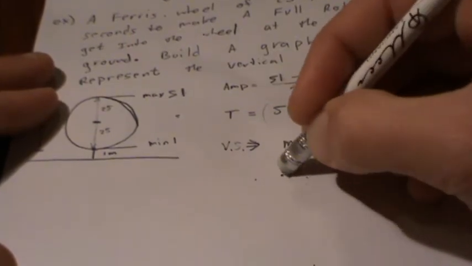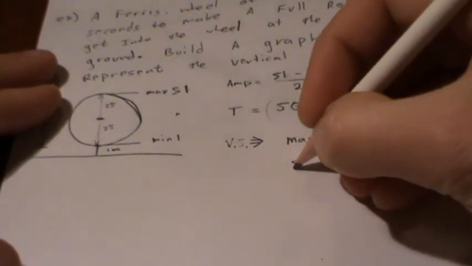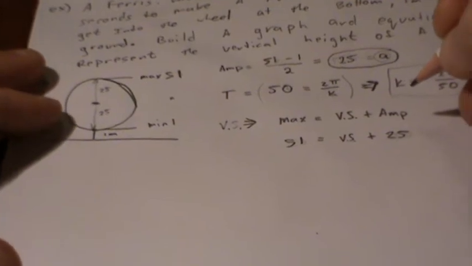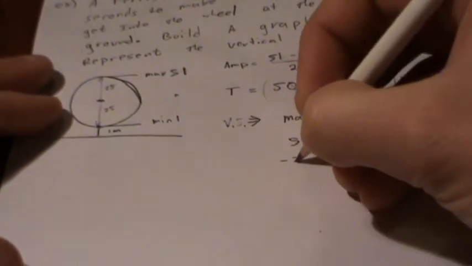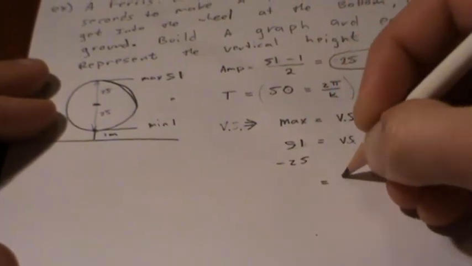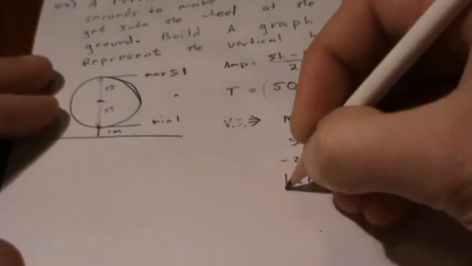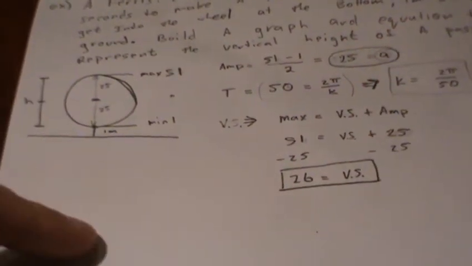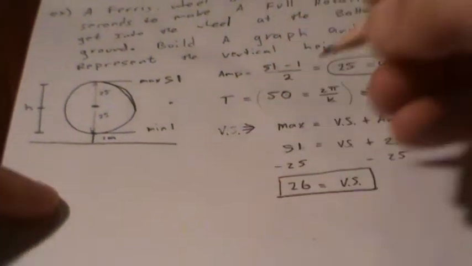And therefore changing this equation as well. 51, 25. I subtract 25, subtract 25. I get the vertical shift is 26. Makes sense. And now the phase shift.